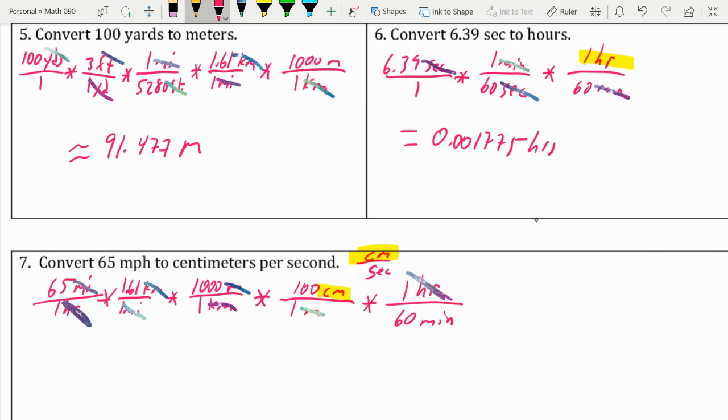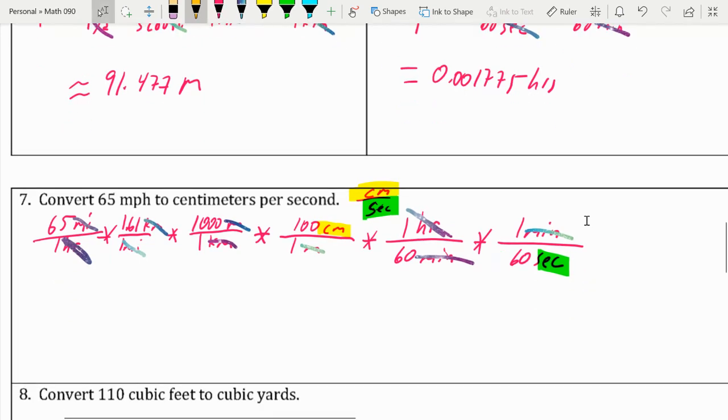Now I need to convert from minutes to seconds. Well, I know 1 minute is equal to 60 seconds. And what are you noticing? Seconds and seconds on the bottom, because my minutes and minutes canceled. So do I have my centimeters per second? Yes. This was an ugly one, so I will write it out.